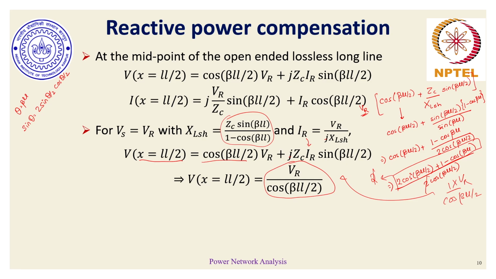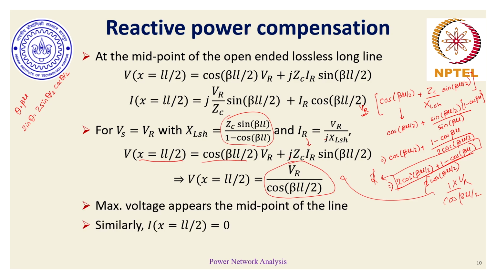Similarly, if I work out the current at the midpoint, the current turns out to be 0. And since cosine of beta LL by 2 would be a number less than 1, it would mean that the maximum voltage would appear at the midpoint of the line. At any value of x different from the midpoint of the line, the voltage would be lesser than the receiving end voltage.